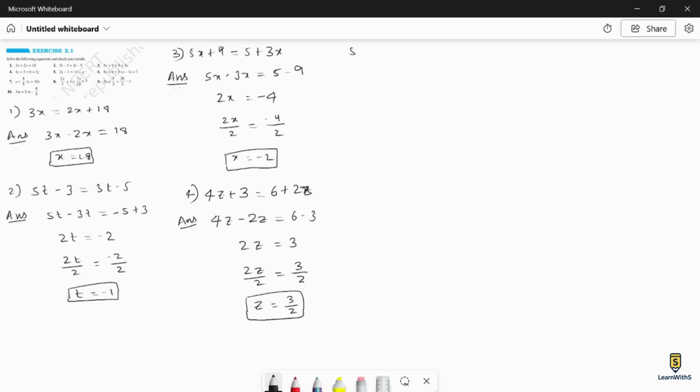Now let's move on to the fifth question. 2x minus 1 is equal to 14 minus x. 2x plus x is equal to 14 plus 1. 3x is equal to 15. Divide by 3 on both the sides. x is equal to 5.